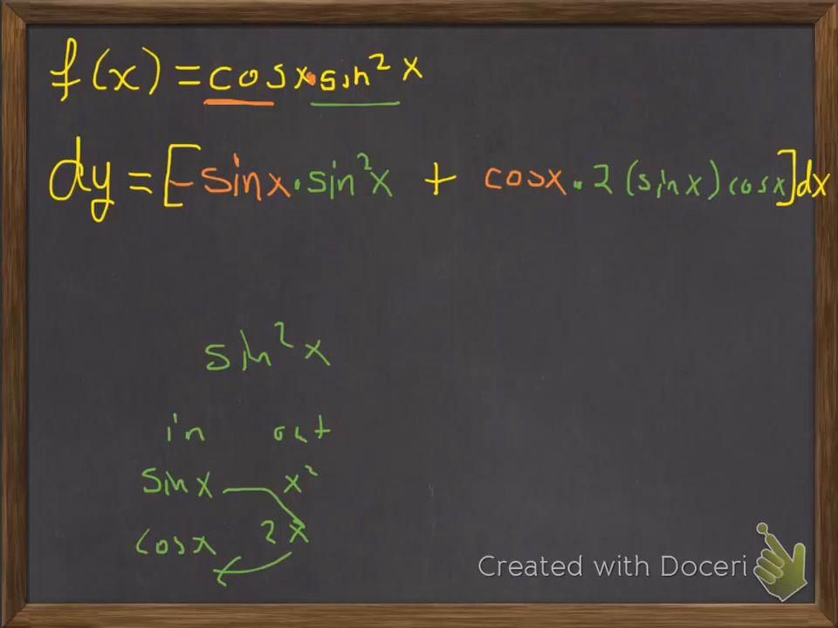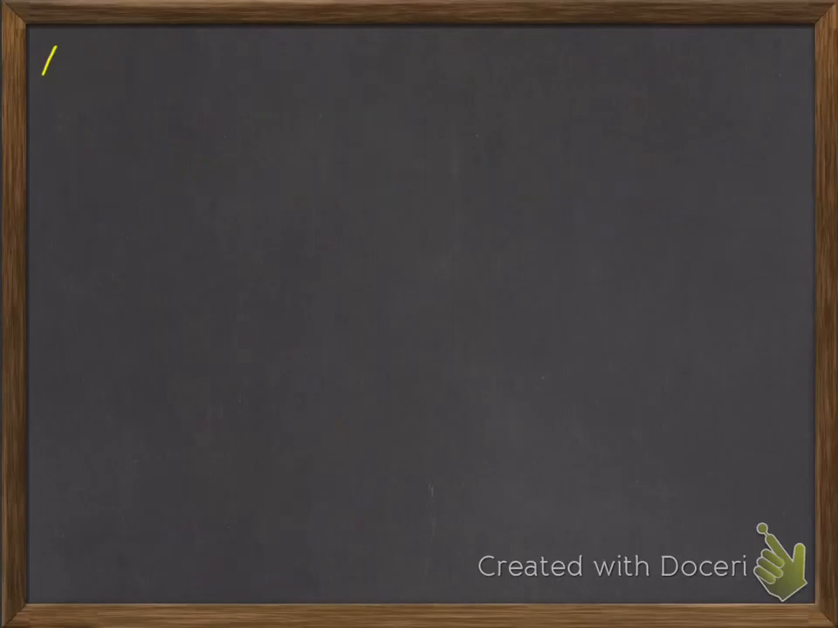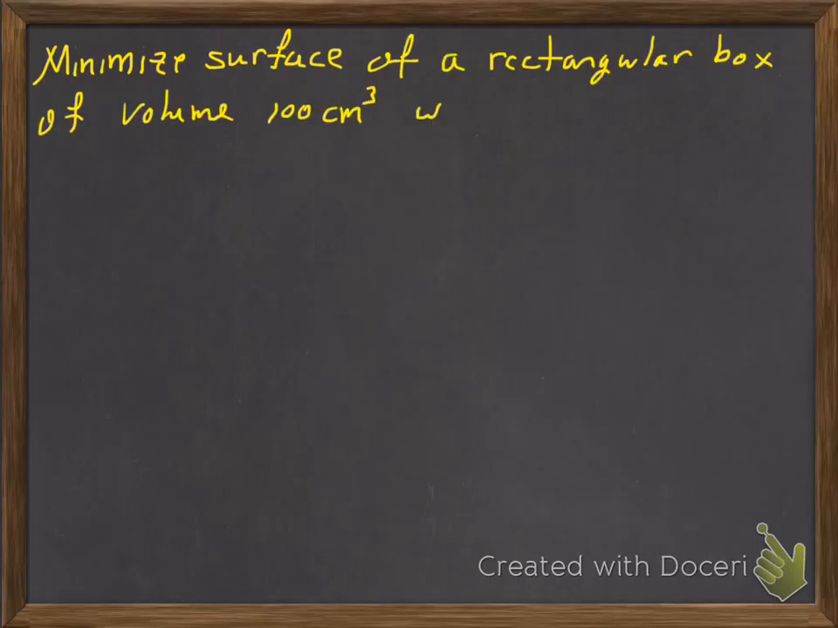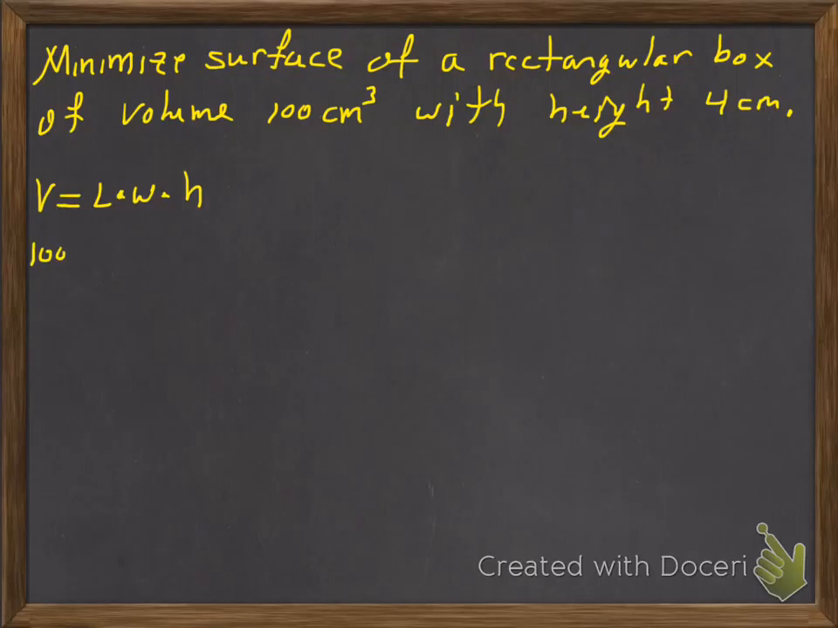All right. The other problem on our quiz, we were looking at an optimization problem. So we wanted to minimize the surface area of a rectangular box that had a volume of 100 centimeters cubed, and then the width was 4 centimeters. So volume is going to be length times width times height. So substituting what we know, 100 is equal to length times width times 4.